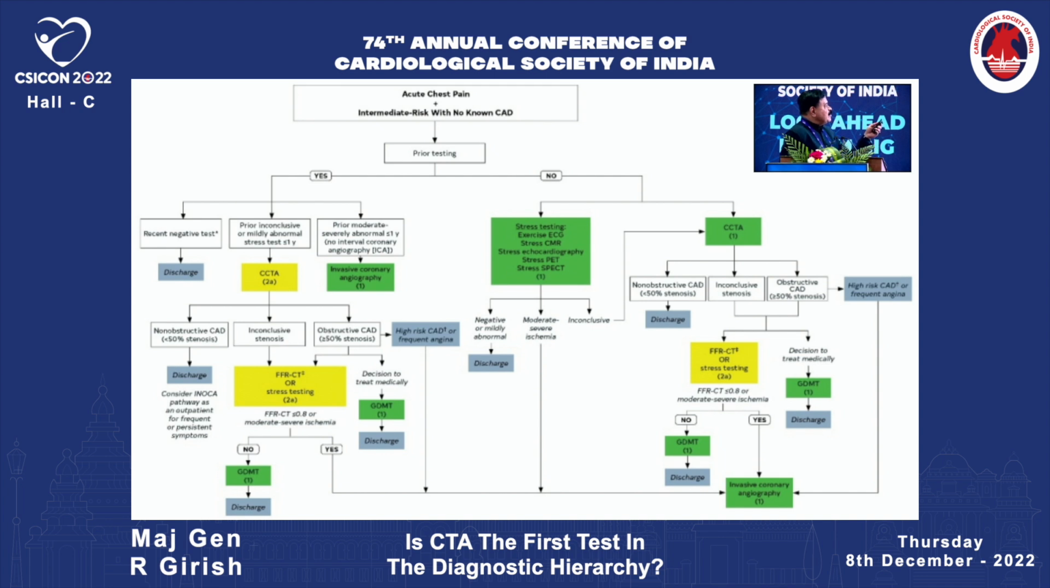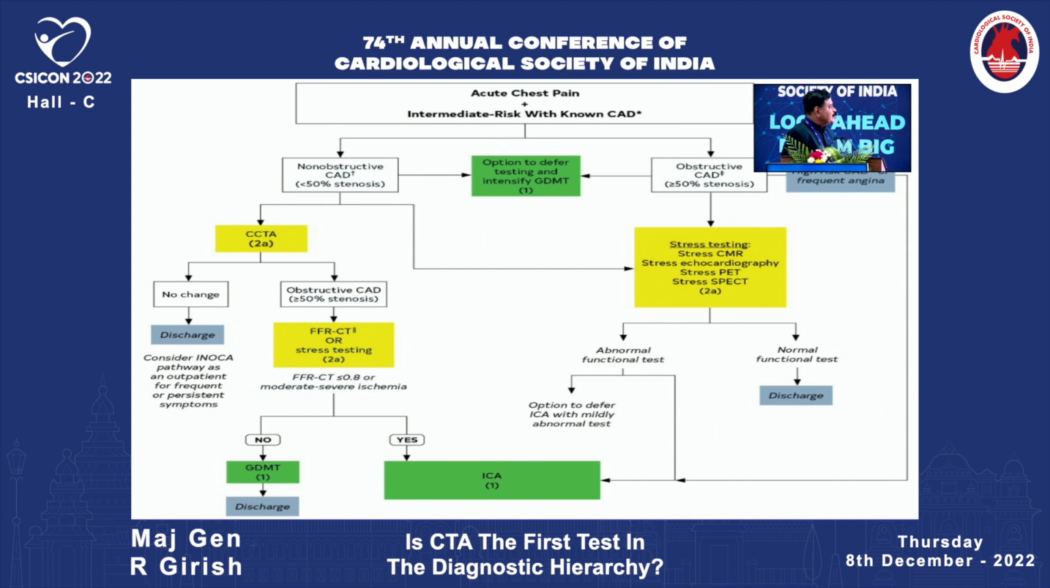So this is a situation of acute chest pain, intermediate risk with no known CAD. If prior testing was inconclusive, then CCTA followed by FFRCT was recommended. Whereas if there was no prior testing, then CCTA first and followed by FFRCT depending on the degree of obstruction. Acute chest pain, intermediate risk with known CAD. If the patient previously had non-obstructive CAD, less than 50% stenosis, then CCTA followed by FFRCT.